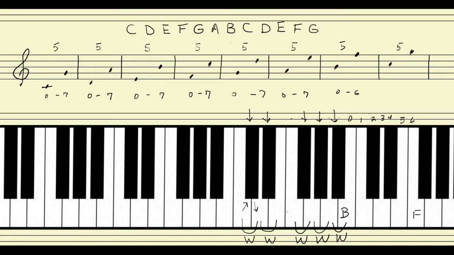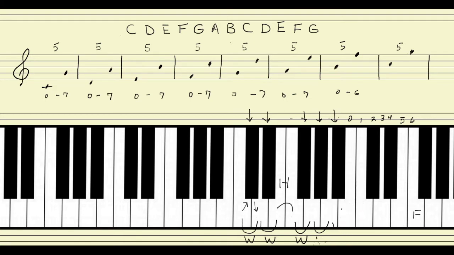But then there are these 2 pairs of white notes, the E to the F and the B to the C, that only have 1 half step in between them. And again, they have a half step because there's no black key that sits in between the E and the F or between the B and the C.